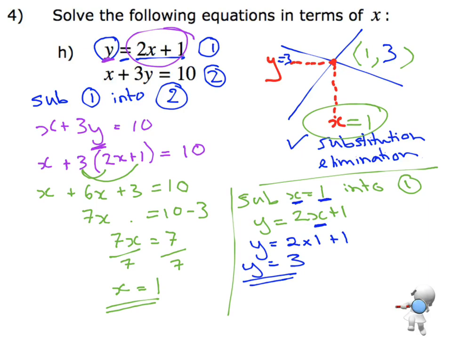In terms of writing my final answer, I need to write that as the coordinate (x, y) is equal to (1, 3). And that's what I need to see as my final solution.